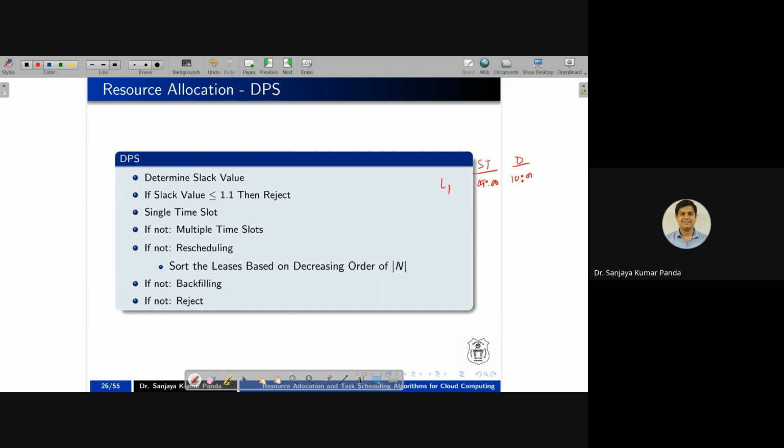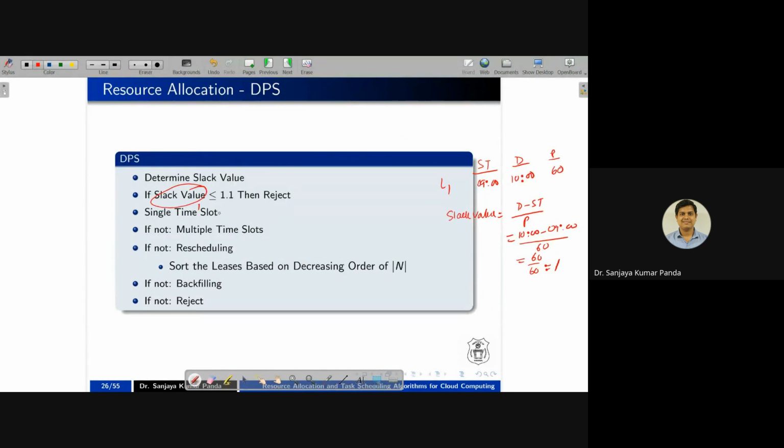Deadline is 10, and period is 60. So if you calculate the slack value, what will you get? The slack value formula is (deadline minus start time) divided by period. So deadline is 10, start time is 9, divided by period. Period is 60. So 60 divided by 60 is equal to 1. So slack value is 1, right?